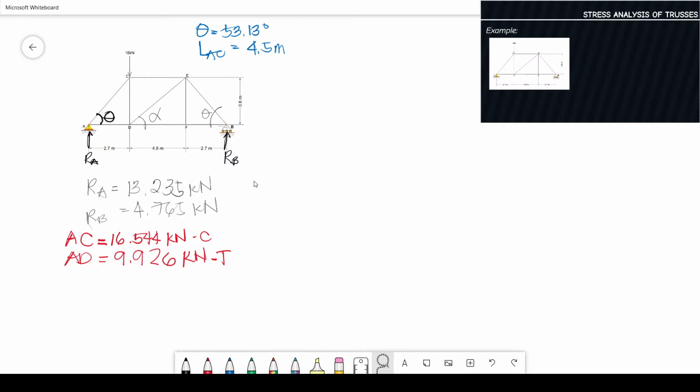So, what's next? Next will be joint C. It seems easier, since the load is given here. We already have AC, so again, that is two unknowns. Let's proceed to joint C.